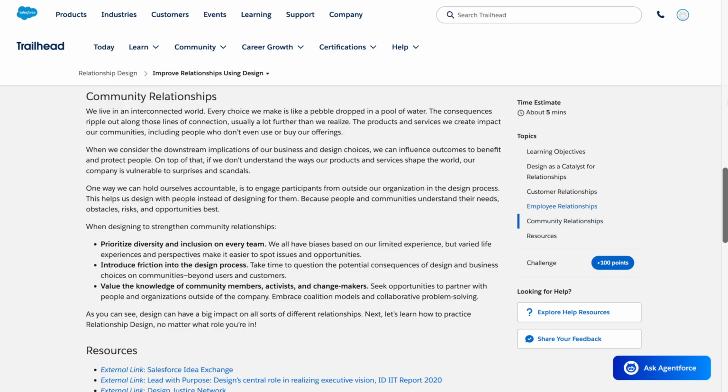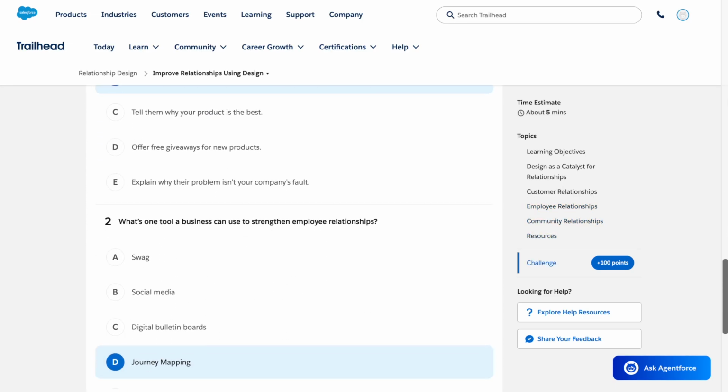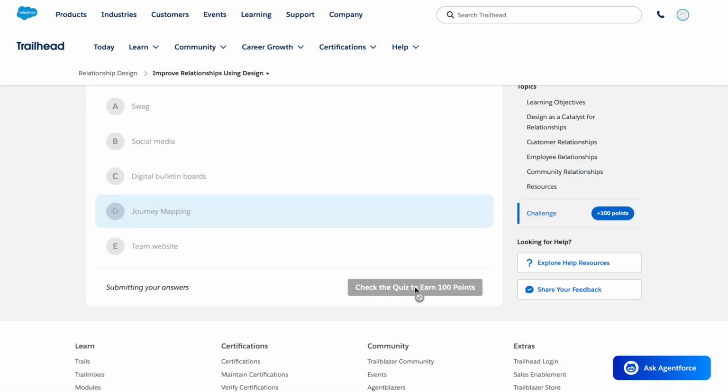As you can see, design can have a big impact on all sorts of different relationships. Next, let's learn how to practice relationship design, no matter what role you're in.